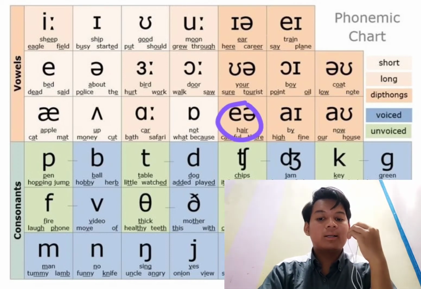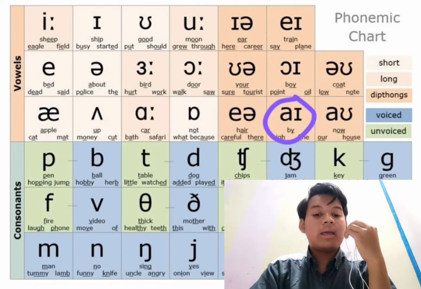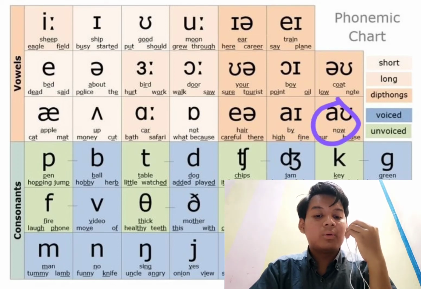And next, for example: hair, careful, there. And next there is I. For example: hike, buy, fine. And next there is ow. For example: now, our, house. That is diphthongs.